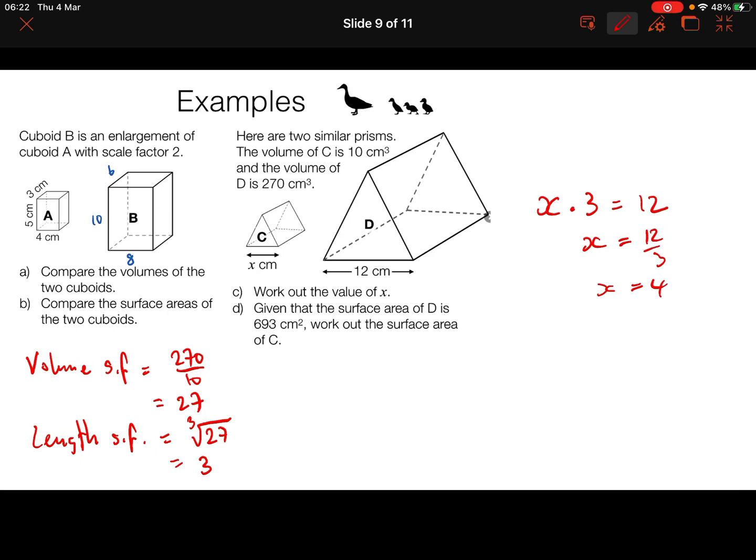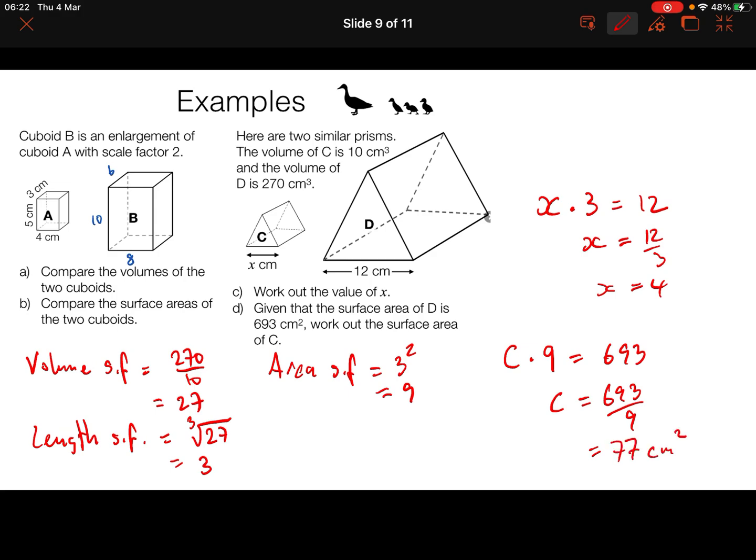Now it says, given that the surface area of D is 693, work out the surface area of C. So what I need to know is the area scale factor. Well, it's the length scale factor squared. Okay, so D has 693, so C's surface area times the scale factor 9 is equal to 693. So C's surface area is 693 over 9. Use my calculator. 693 divided by 9 equals 77 centimetres squared.